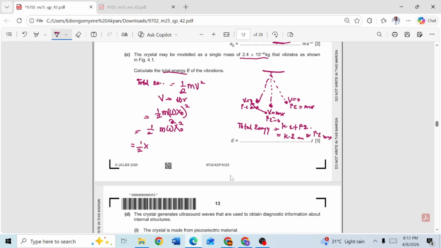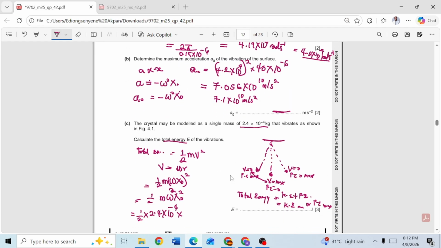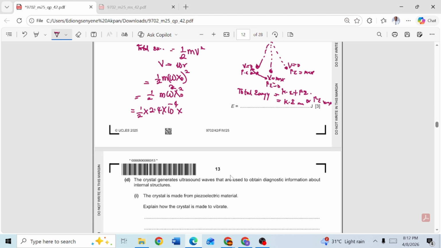1 over 2 times 2.4 times 10 raised to the power of minus 4 times angular frequency 4.2 times 10 raised to the power of 7 all squared, amplitude 40 times 10 raised to the power of minus 6 all squared, 338.688, which you can leave as 339 joules.